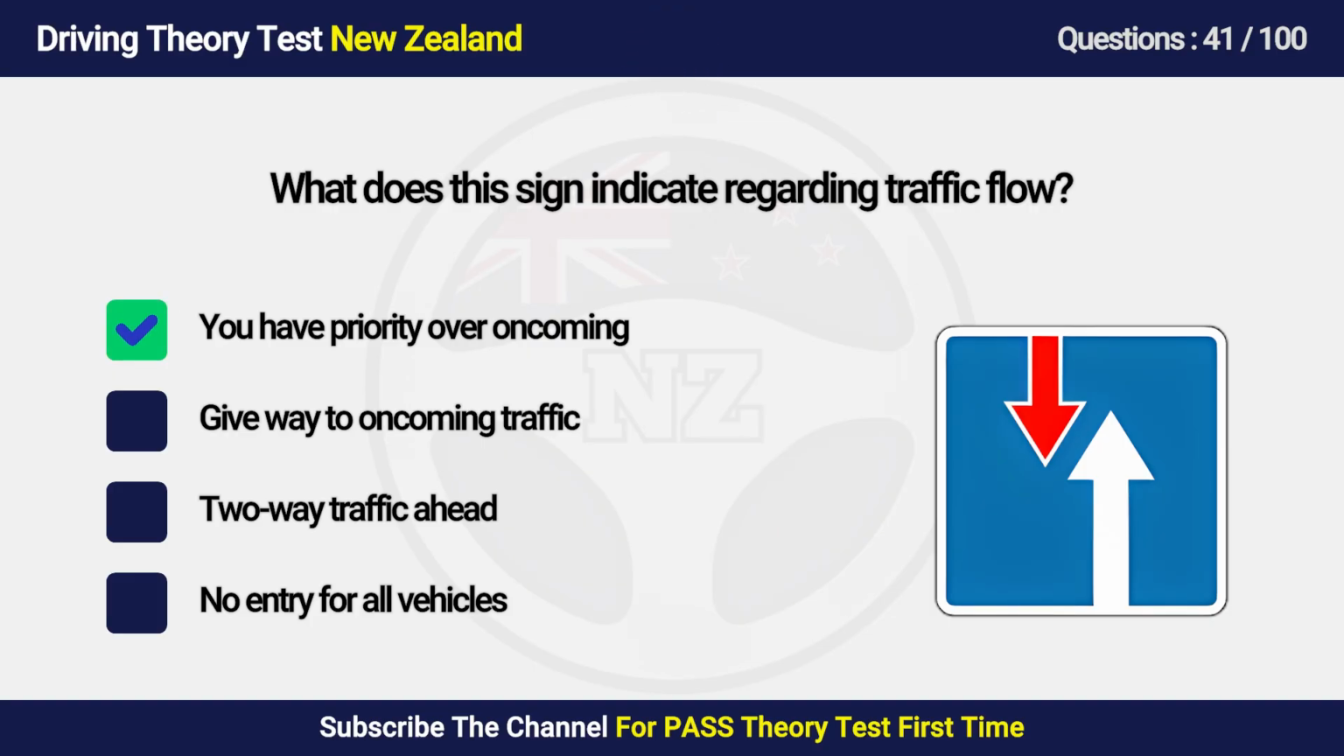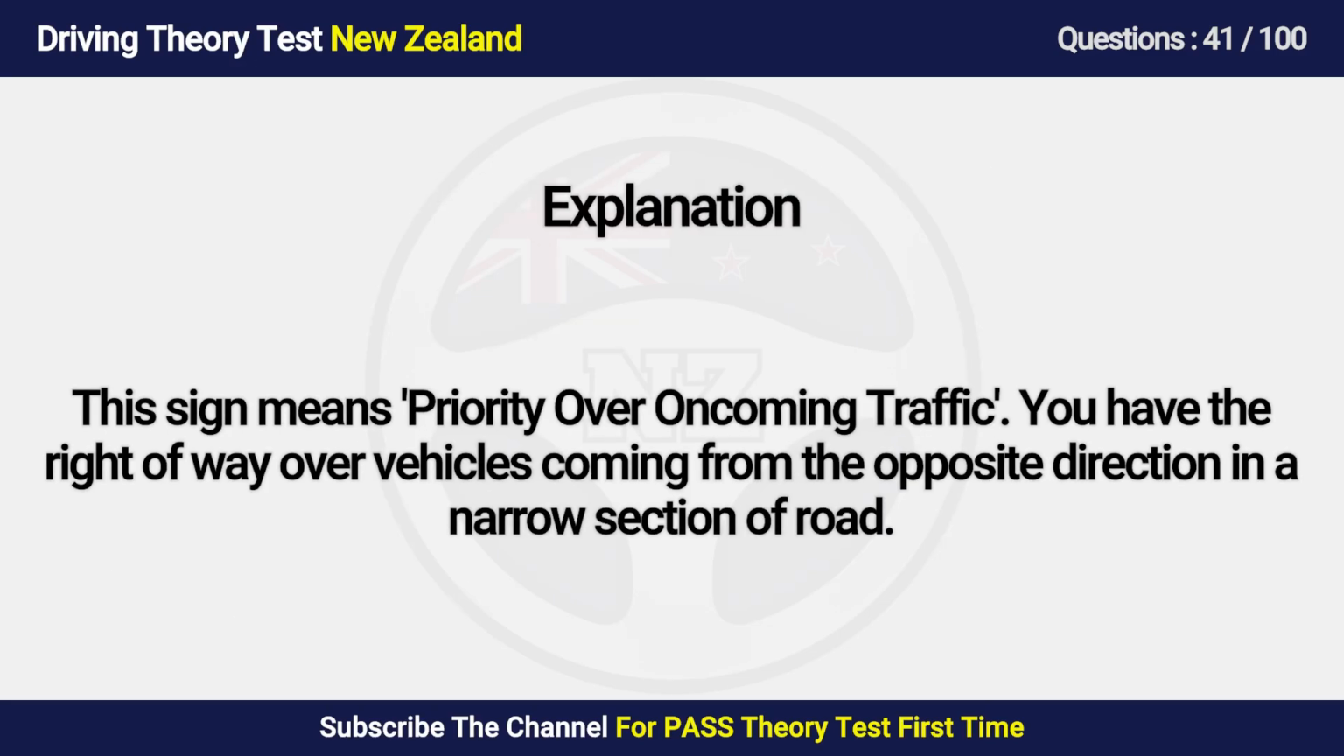Answer is A. You have priority over oncoming. This sign means priority over oncoming traffic. You have the right of way over vehicles coming from the opposite direction in a narrow section of road.